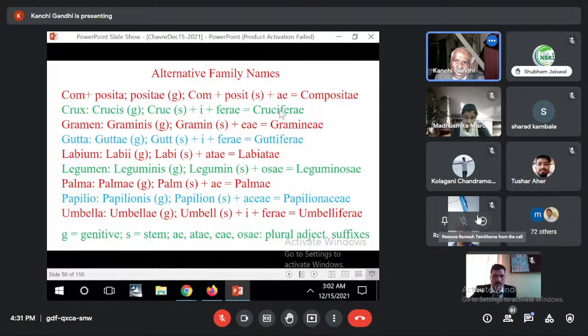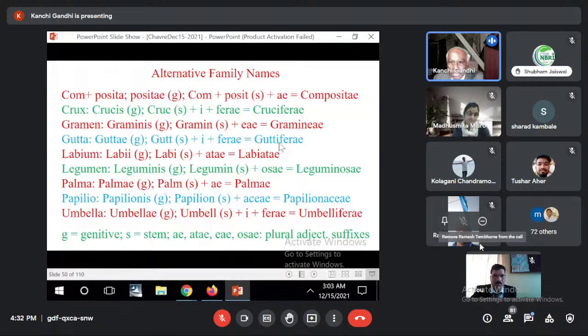Gramen is grass in Latin. Graminis is the genitive form. Gramin is the stem to which we add EAE. Here we are adding EAE, again a convention, and Gramineae. Since EAE starts with an E, a vowel, no connecting vowel I is needed.